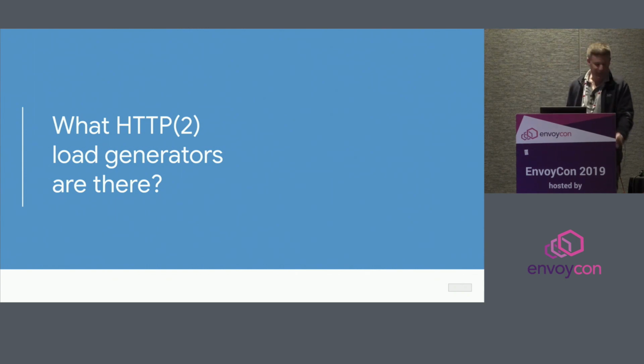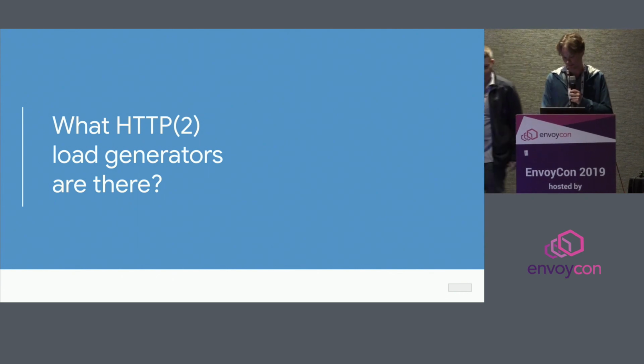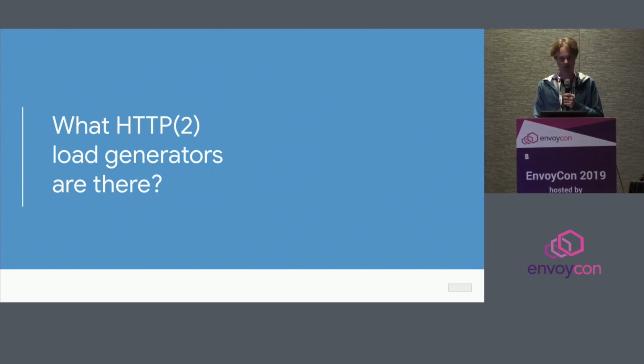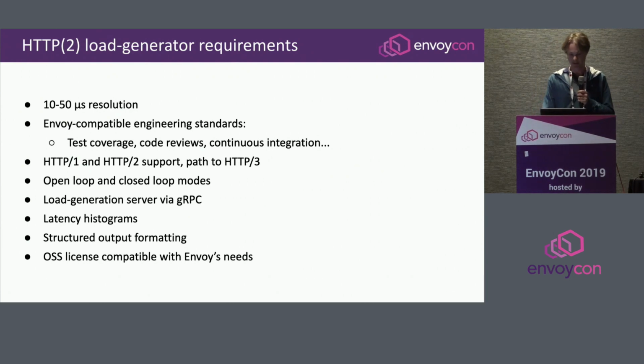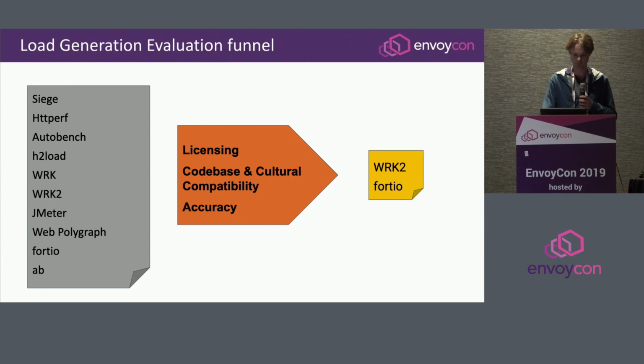Yeah. So we knew that there was no tool out there that would satisfy all our requirements up front, because most of them predate H2 and large multi-core systems. So we were looking at something that we could modify and improve. And for that, we would need a code base that would be well tested, like Envoy's, and with a licensing scheme that would work for us. So we evaluated 10 existing tools. And based on the earlier requirements, we were able to narrow them down to 2, WRK and Fortio.